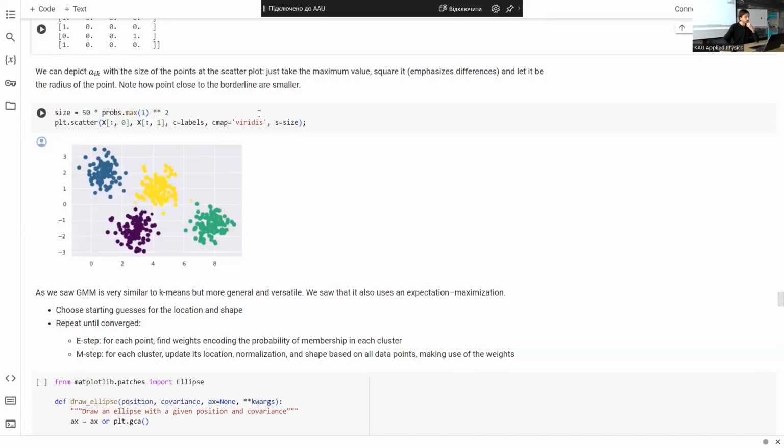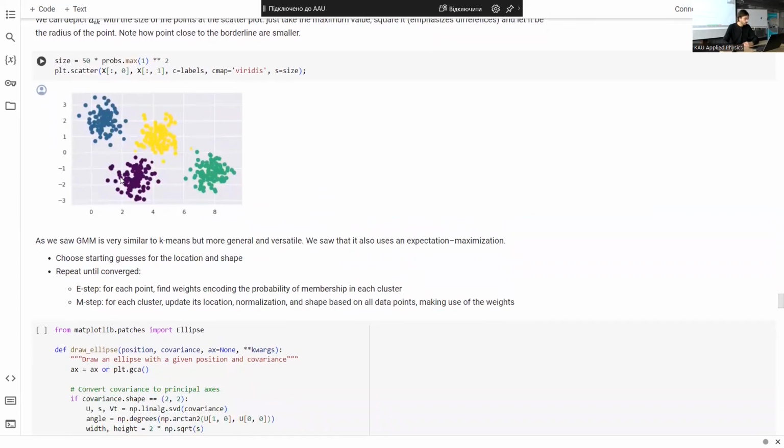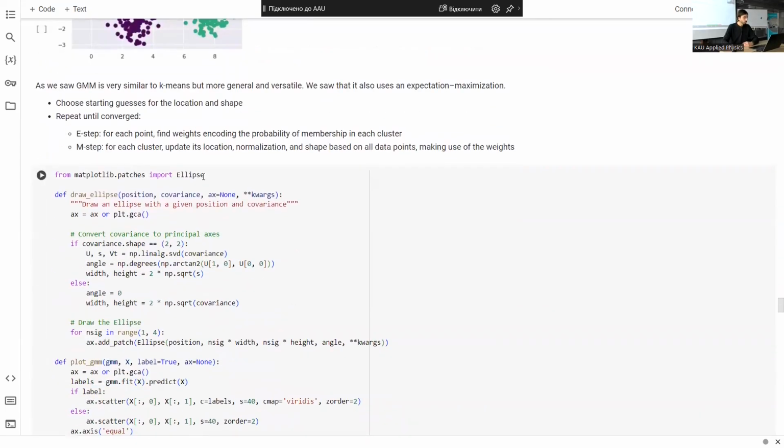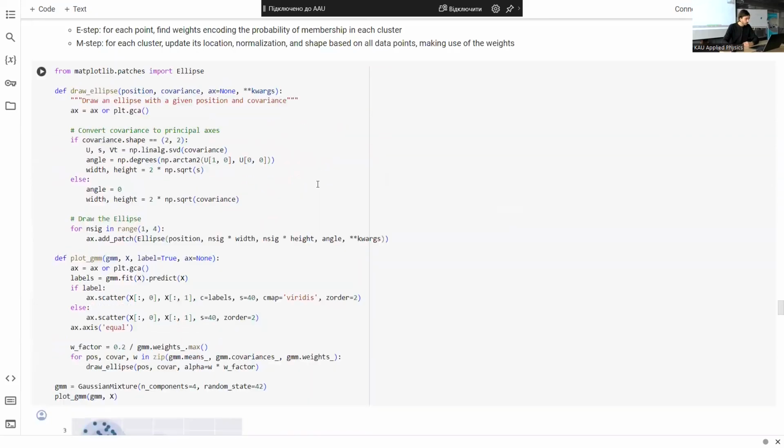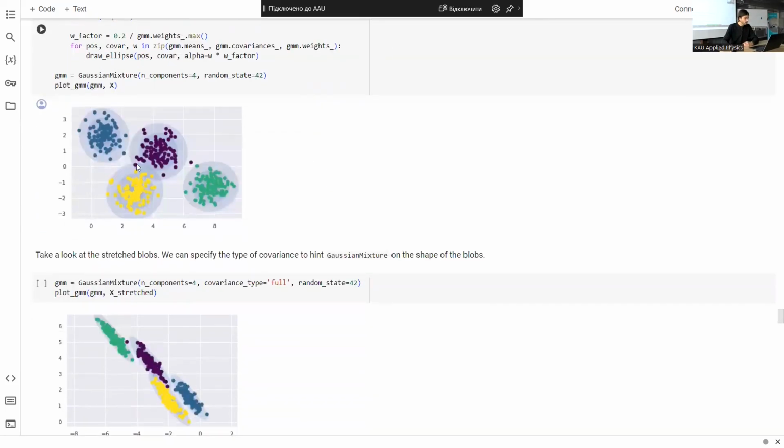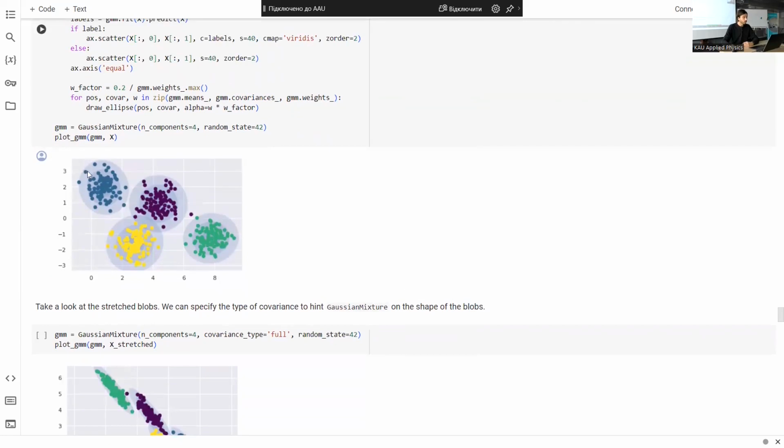Okay, so we can depict AIK with the size of the points at the scatter plot. So just take the maximum value, square it, and let it be the radius of the point. When point is close to the borderline, it's getting smaller. Okay, and here is an example that shows us how GMM works on these data sets. So here we have it.